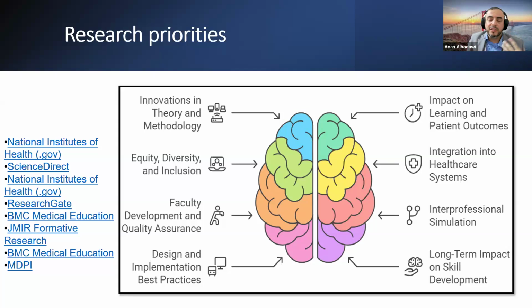So there is a need for the faculty to be familiar with the use of technology, and also there is a need for performance measures, a set of competencies for simulation educators. There is a need also in the literature for more articles on the design and the implementation of simulation best practices and how the simulation is integrated in the healthcare systems. IPE simulation is still understudied. There is also a need for more studies to investigate the actual impact of IPE simulations on actual patient outcomes. And also we want to investigate the impact of simulation on the long term skills development.